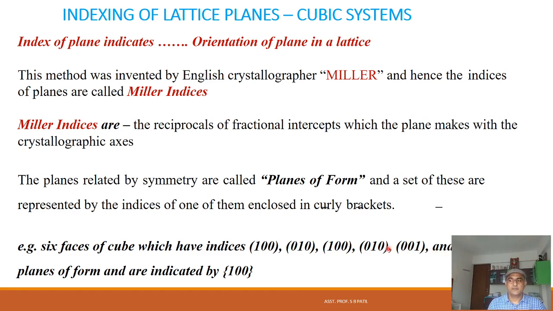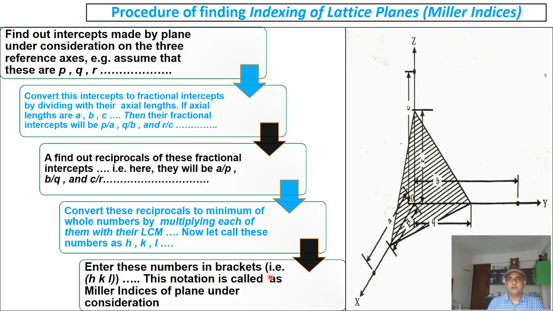That may be -1 here as well. These are all similar, the six faces of the cube, which have indices like this. This unit cell is nothing but the cube, and these are the indices for the planes of that cube, and all the planes of the form are indicated by the curly bracket {1 0 0}. Okay, now we'll check step by step the procedure for finding the indexing of lattice planes in Miller indices.